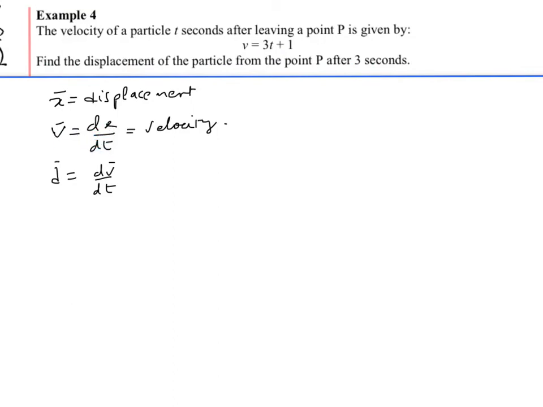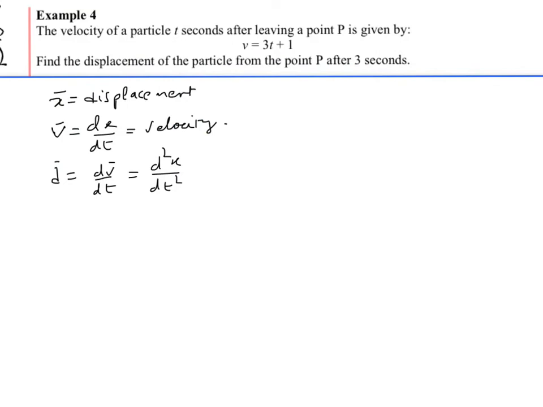So one of the things we can do is differentiate the dx over dt again, and that gives us our acceleration as well. So that's a relationship between displacement, velocity, and acceleration. You differentiate one to get the other, and so that also means to go the other way we just need to integrate.